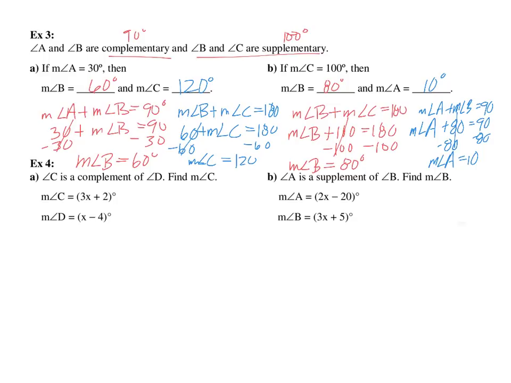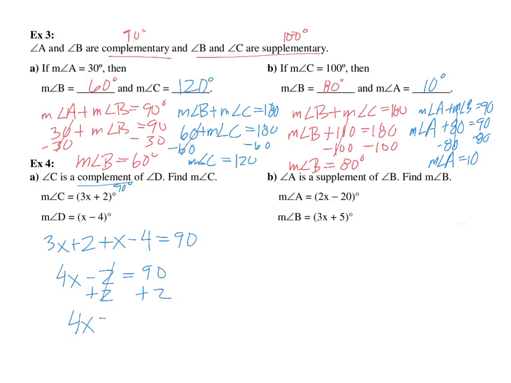Example 4. Angle C is a complement of angle D. Find measurement of angle C. All right, complement. It means that if you add it on to D, you get 90 degrees. All right, so these add up to 90. So now I have 4x minus 2 is equal to 90. I add 2. I get 4x is equal to 92. Divide by 4. And x is equal to 23.